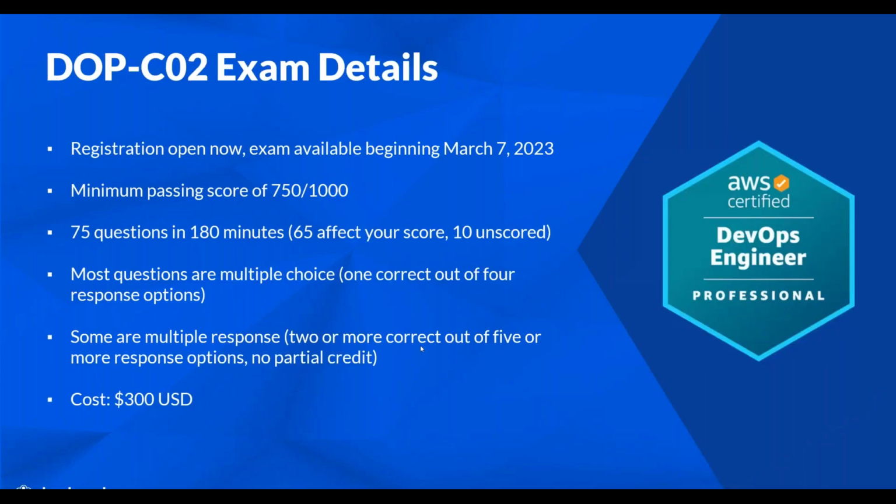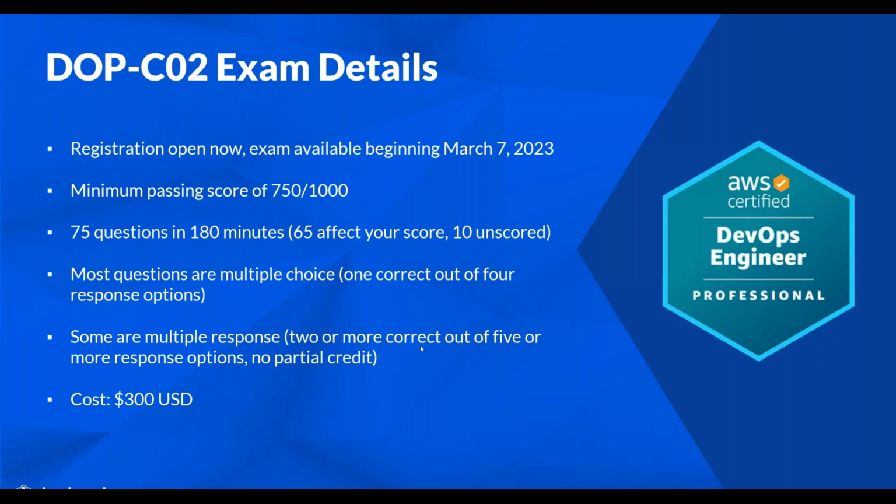So for the exam details, registration opened up for this exam back on January 31st. So it is available to register for now. It is not available to sit just yet. The first day you can sit this updated exam is next Tuesday, March 7th. As with the other professional certification exams, so there's the Solutions Architect Professional and the DevOps Engineer Professional, both of those exams have a minimum passing score of 750 out of 1,000.